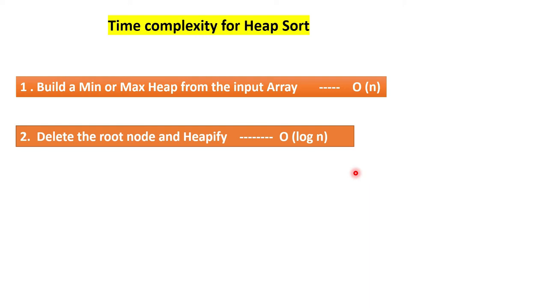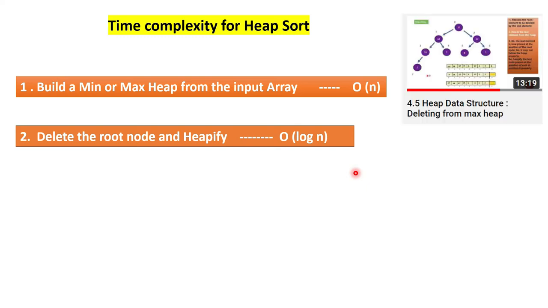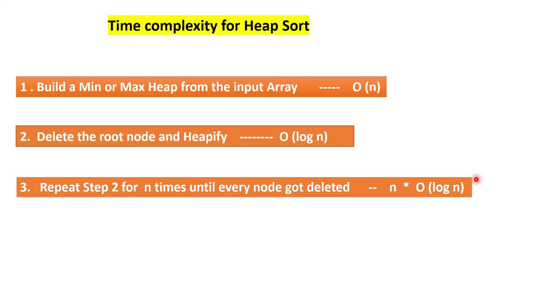Second step is we have to delete the root node and heapify. Means after deleting the root node, we have to again create it as a max heap. That will take O(log n) of time that I have explained in video 4.5, deleting from max heap. And we have to repeat this step n times for each and every node until the max heap vanishes. So the total time required for deleting and heapify is n into O(log n).